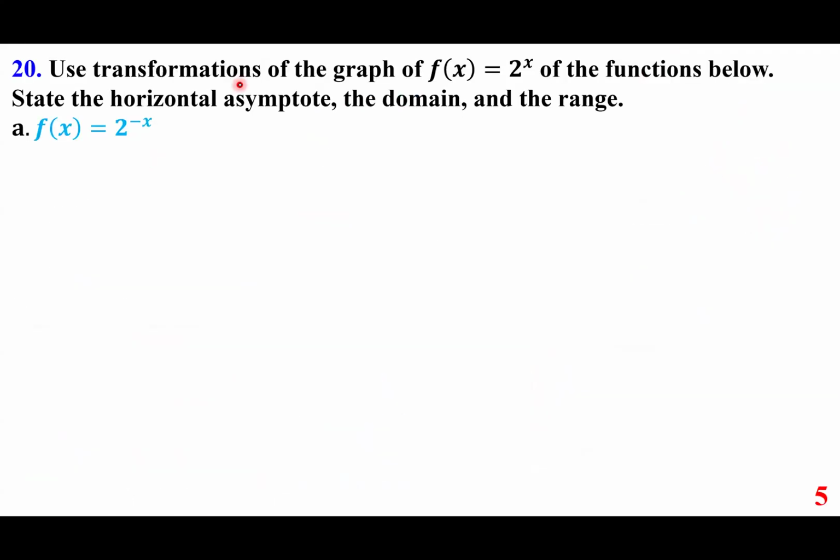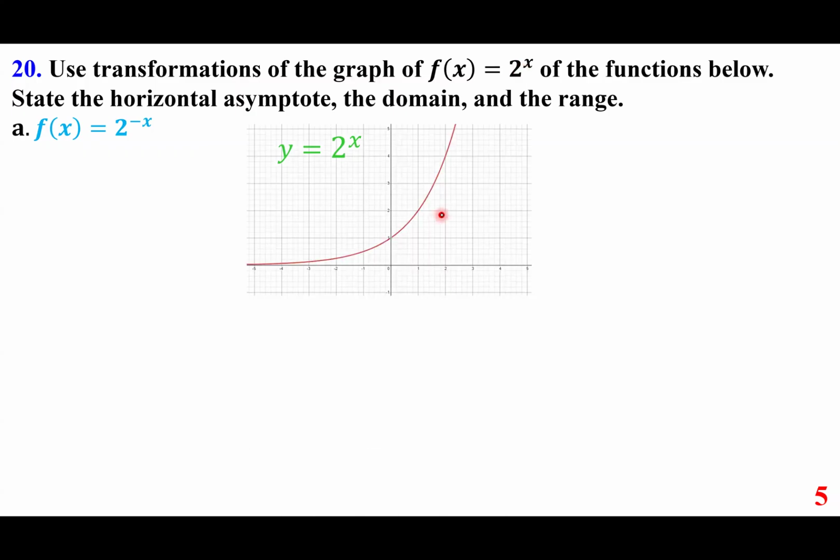Use transformation of the graph of f of x equals 2 to the power of x of the function below. State the horizontal asymptote, the domain, and range. So we start with 2 to the power of x. We should know 2 to the power of x looks like that. And it has this one as the y-intercept.